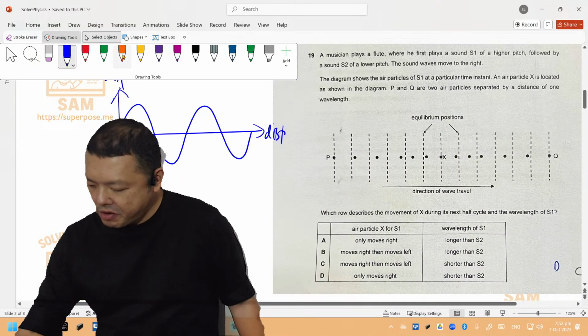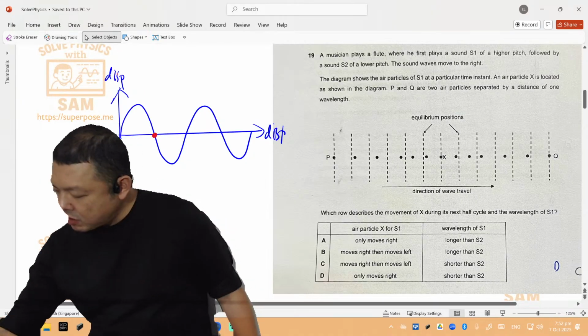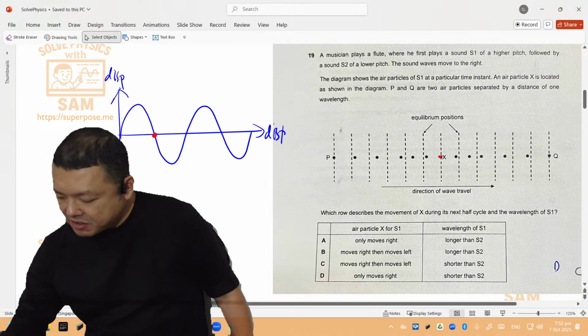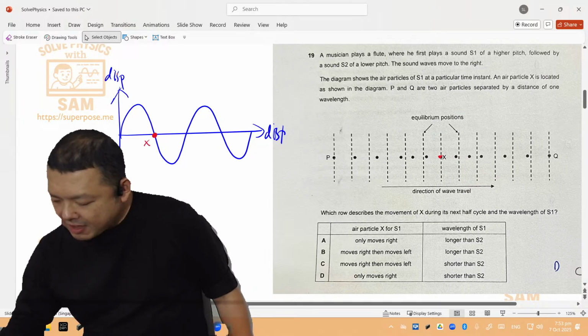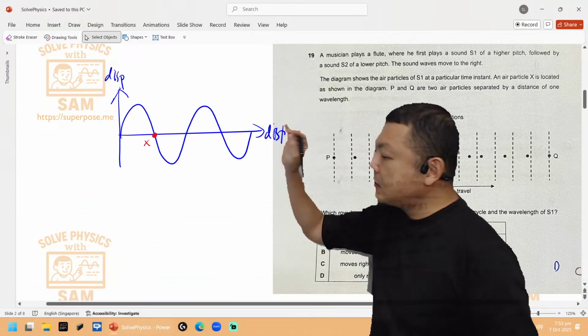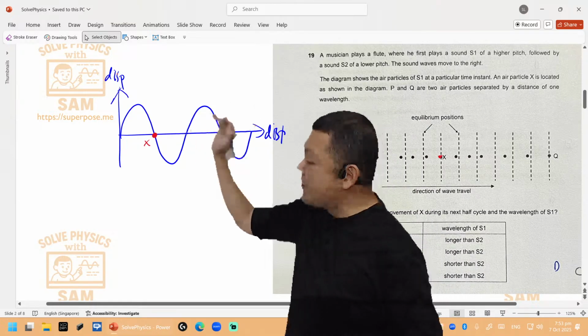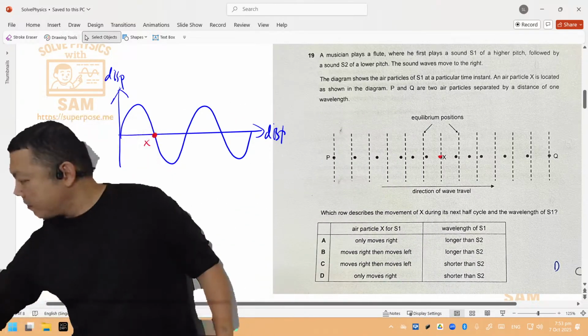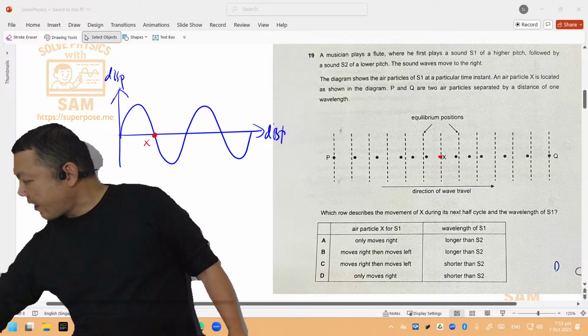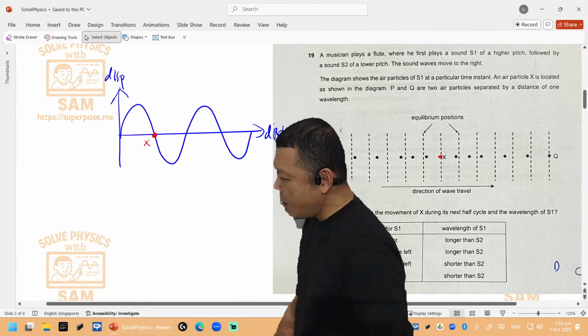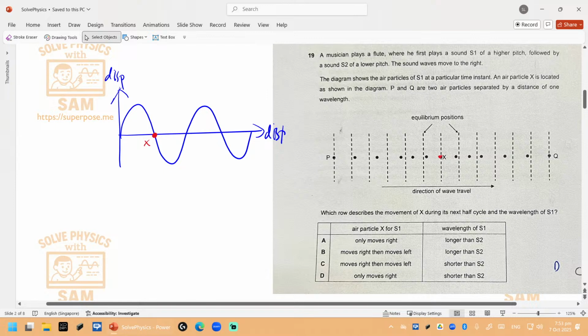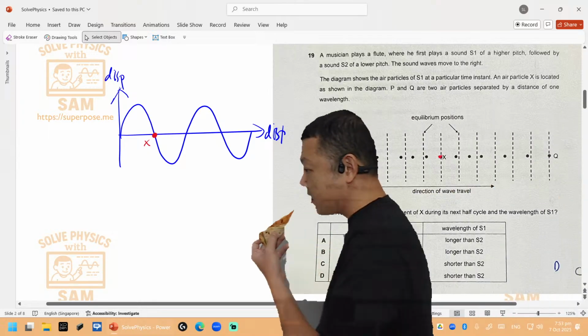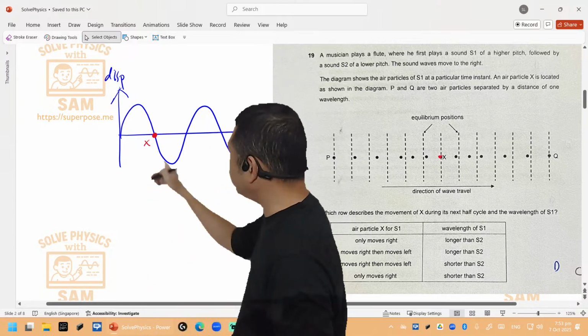Good. Very good. Right? The rest of you must also make sure you understand this. So X is here. Can you describe the speed of X to me now? What's the speed of X? Good. It's traveling the fastest. You're right. Okay, it's traveling the fastest.